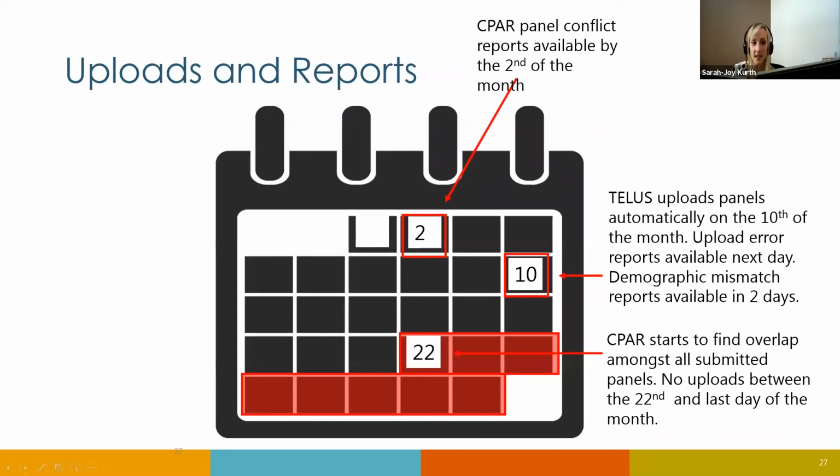Okay, so how do panels upload? TELUS uploads panels automatically on the 10th of the month from the EMR. If there are any uploading errors, the person who can log into the CII-CPAR application, also called the panel administrator, can log into CII-CPAR and see any error reports. A demographic mismatch report will be available for download 2 days after that. Now on the 22nd of the month, this is when CII-CPAR starts to mismatch and match all data available. And then panel conflict reports are available on the 2nd day of the month.